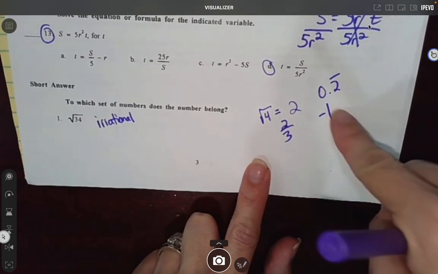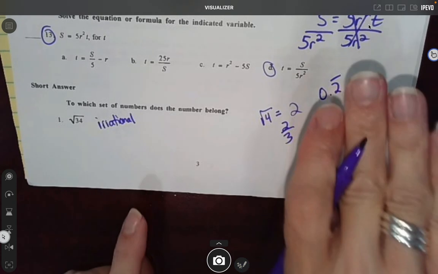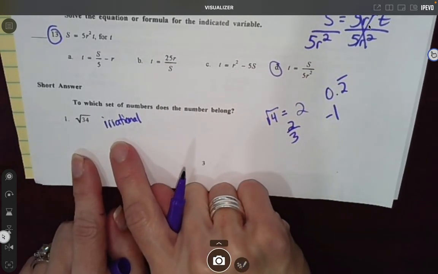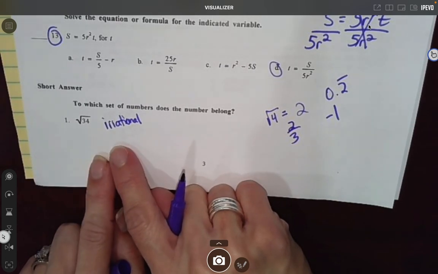0.2 repeated is a rational number. Most, like all these kinds of numbers are rational. Irrational numbers go on and on forever. They don't end and they don't repeat.